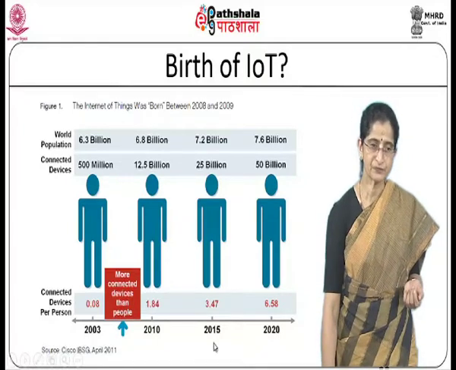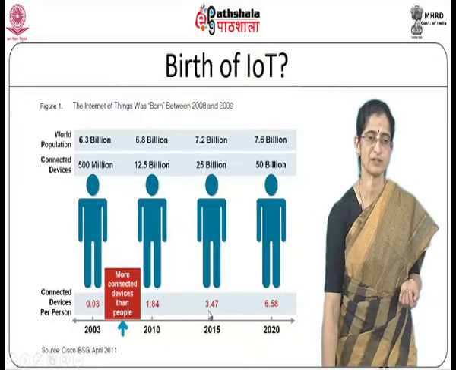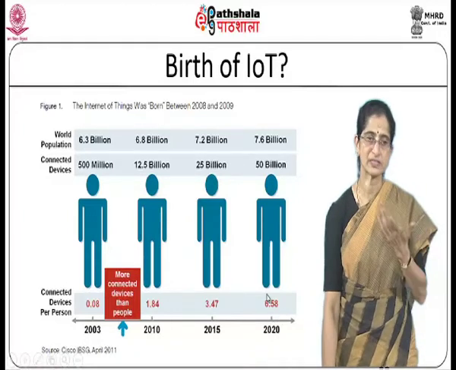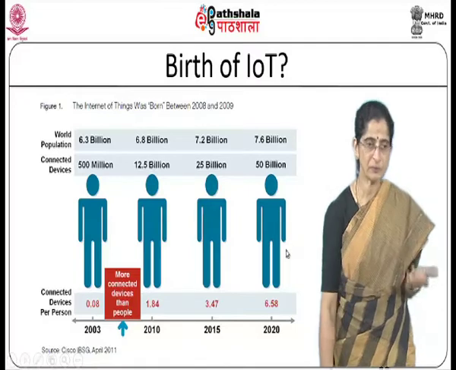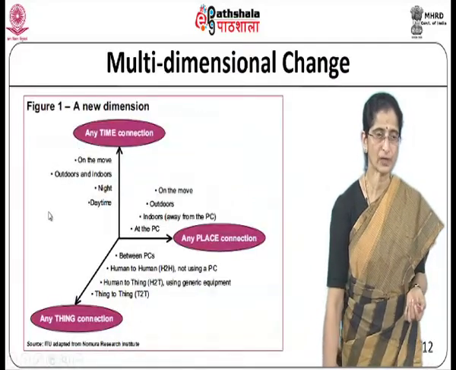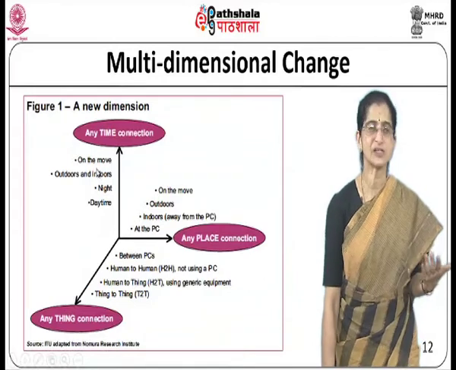In 2015 it's in the range of 3.47. In 2020 it's expected to go up to 6.58. So you can see how it is no longer about people being connected, it's more about things being connected. So there's a dimensional change that is taking place here.